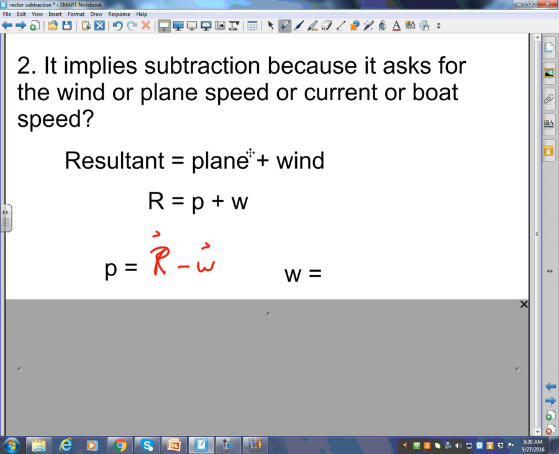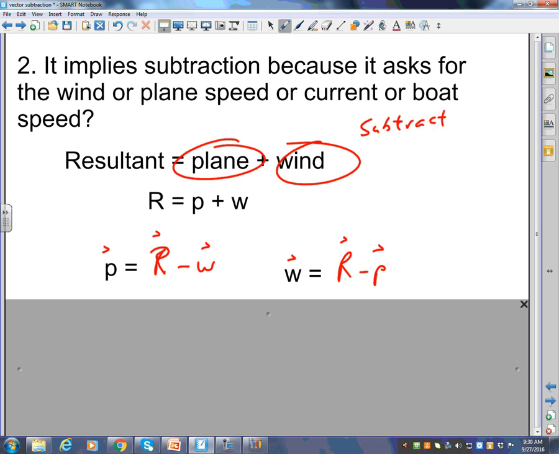Take that W to the other side, it becomes negative, R minus W, which means that the wind speed would then be, these are all vectors, what would it be? R minus P. Okay, so if you're solving for the plane or the wind, you're going to have to subtract.